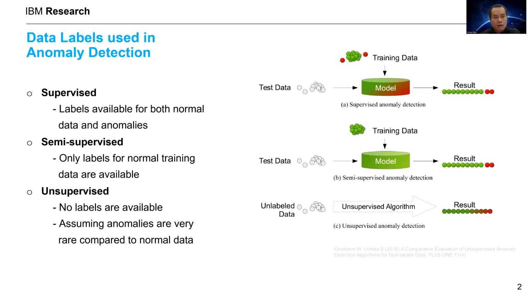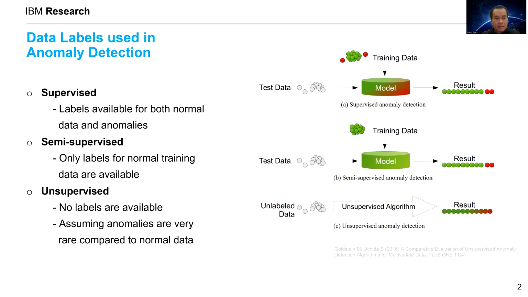First, let's classify the types of algorithms. The types of algorithms depend on label availability. The first class of algorithms is the supervised learning algorithm. For that, labels are available for both normal data and anomalies. It is similar to regular classification, where we try to solve the imbalanced classification problem.